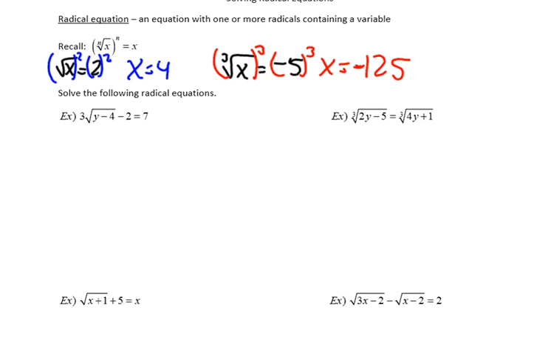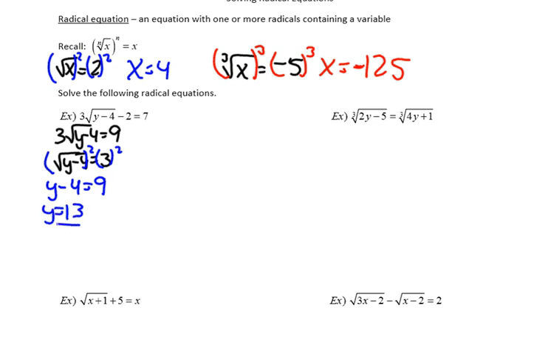All right, so I want to solve the following radical equations. Now, keep in mind you want to get the radical by itself, so I can use the property from above. Taking a look at the top left example, I'm going to add 2 to both sides, divide by 3, and then I'm going to square both sides. Once I do that, I'm going to add 4, and y is equal to 13.